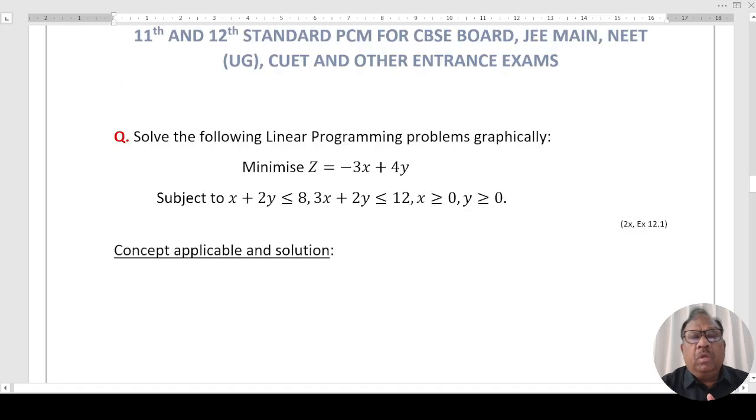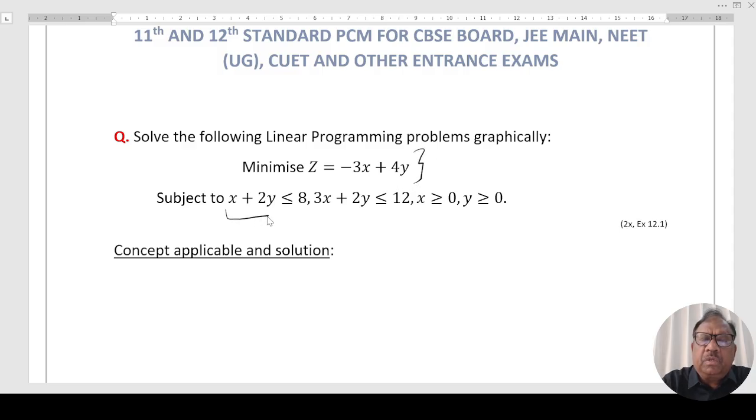Question is, solve the following linear problems graphically. Objective function is z equal to minus 3x plus 4y subject to constraints. One is this line, another is this line, and these are the constraints. This constraint means feasible region.